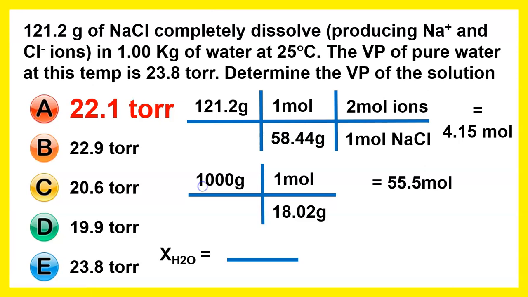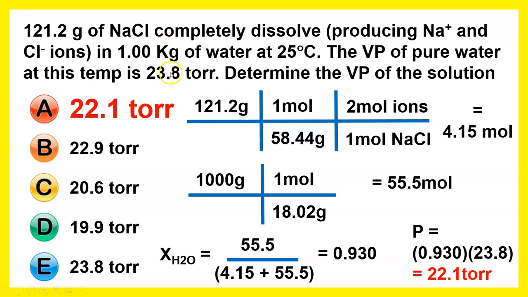Time for mole fraction. Water over the solution. And now, remember our Raoult's law, we can take the mole fraction, multiply it by what the pure vapor pressure would be, and we now know that it's a little bit lower, isn't it? If you forgot to take into account salt breaks apart into two ions, you would have gotten 22.9. It would have been lower, but not as much as if you had remembered it was two ions.